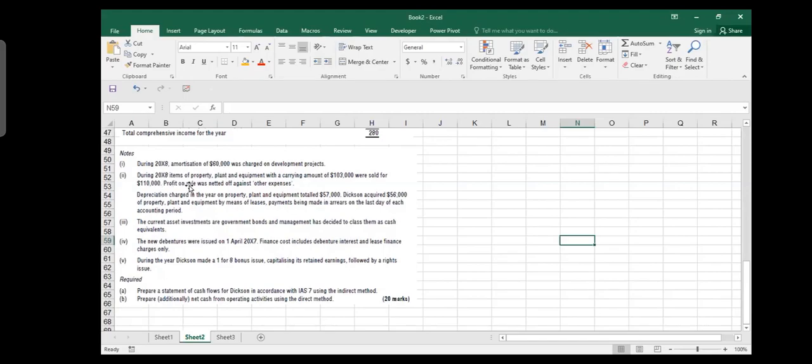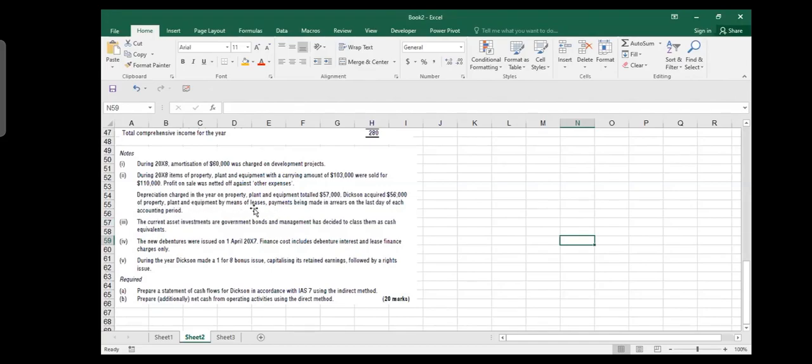During 2008, items of property, plant, equipment with a carrying amount of 103 were sold for 110. So there is some gain on disposal. I will tell you what to do with that, but you sold. So this is going out and you receive cash 110,000. So this is going to be shown in our investing inflows, 110,000. Profit on sale was netted off against other expenses. I really do not need it. I just know that there is a profit on sale and I know that cash came in, 110.